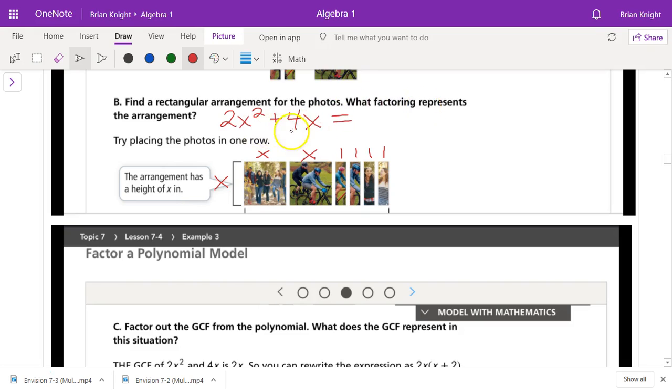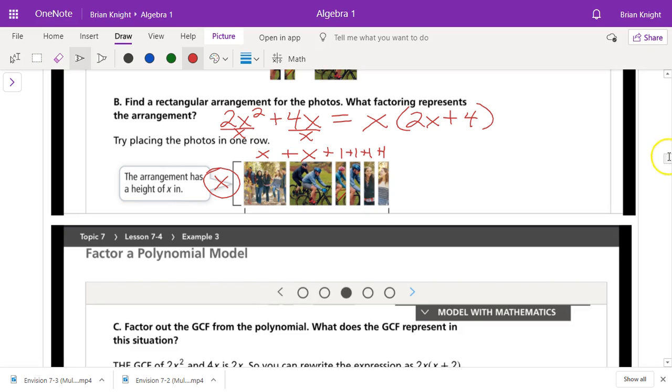So it says what factoring represents the arrangement. So if I just took out just the x, what would be left? If I divided by x here and there, we would have 2x plus 4. See what I'm saying? X plus x would be 2x, plus 1 plus 1 plus 1 plus 1, 4. And then over here, you have your x. So we just factored, and now it's a rectangle.